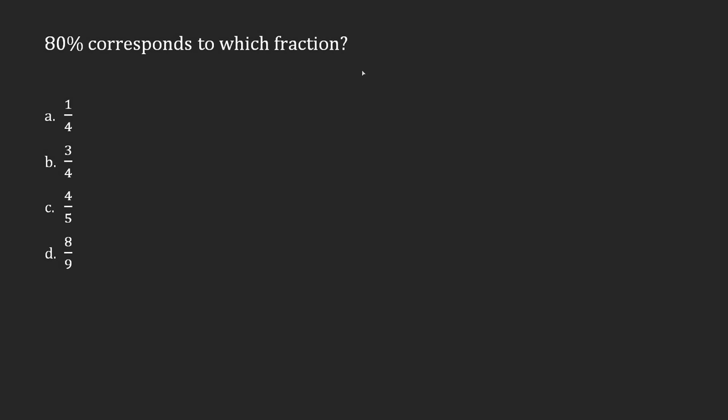80% corresponds to which fraction? Okay, so if I want to take a percentage and turn it into a fraction, the way that I do that is I always have to put it over 100. The reason that I'm doing it over 100 is because percent really means 80 per cent.